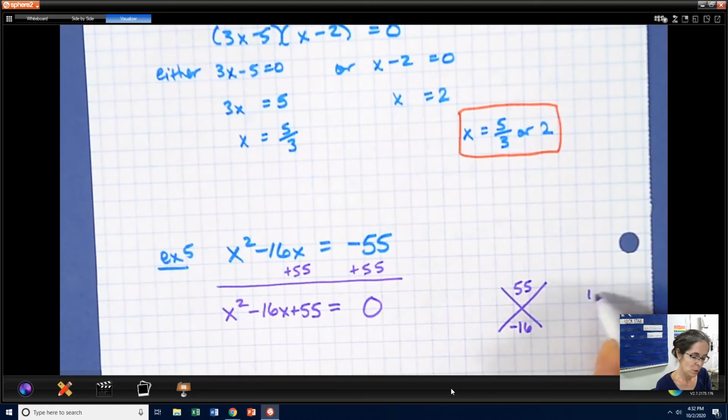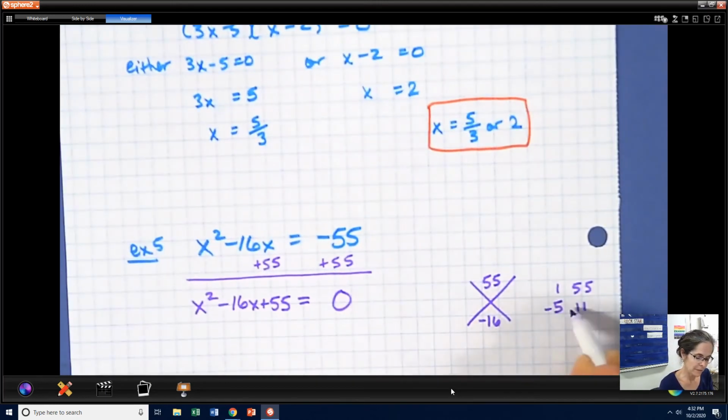Well, let's see, there's 1 and 55. Nope, it's not even. 3 doesn't go into it. If 2 doesn't go into it, 4 is not going to go into it, but 5 goes into it. 5 and 11. 5 and 11 work. Negative 5 and negative 11 would multiply to give me 55, and they would add up to negative 16. So those are going to be the numbers that I use.